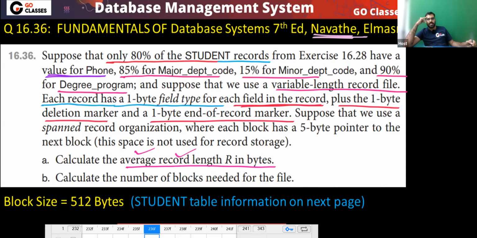This is the percentage slide. What is the average record length? What is the length of one record on average?